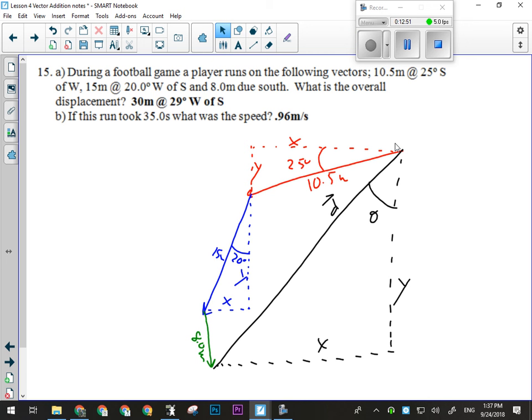Now we've got to do the same thing we always have to do. We've got to find all our x's and all our y's. So red x is the adjacent side to the 25-degree angle, so cos of 25 times 10.5 will give me x. And red y will be the sine of 25 times 10.5.